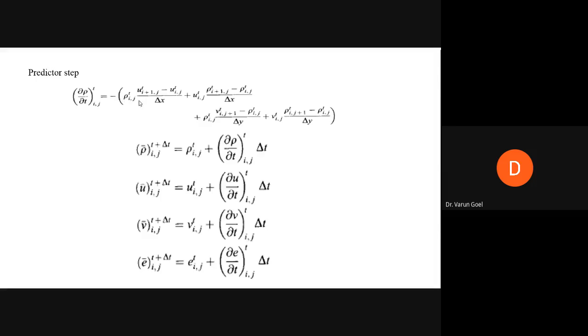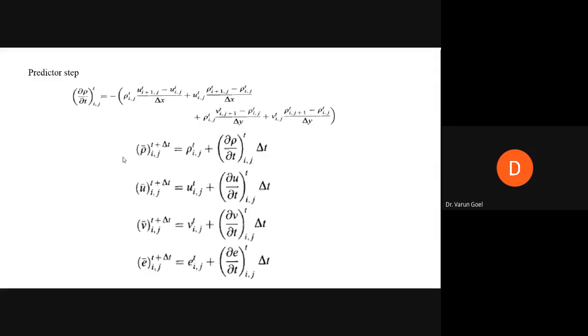Now we have rho i,j,t times (u i+1,j,t minus u i,j,t) upon delta x, plus u i,j,t times (rho i+1,j,t minus rho i,j,t) upon delta x, plus rho i,j,t times (v i,j+1,t minus v i,j,t) upon delta y, plus v i,j,t times (rho i,j+1,t minus rho i,j,t) upon delta y. So these all are in the forward difference, and with the help of this forward difference I am able to calculate my del rho by del t at i,j,t.